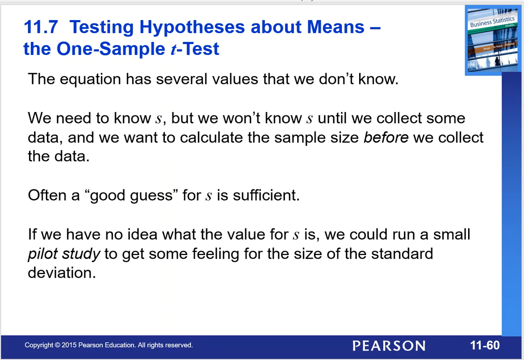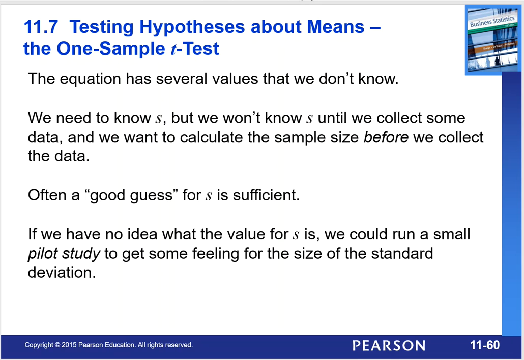So the equation has several values that we don't know in margin of error. Yeah, you don't know your spread usually, but we can use the sample spread to do that. Usually a good guess is good enough. This is horrible because we are guessing a little bit. So we'll use samples, it'll be fine. But more often than not, we're not going to know.